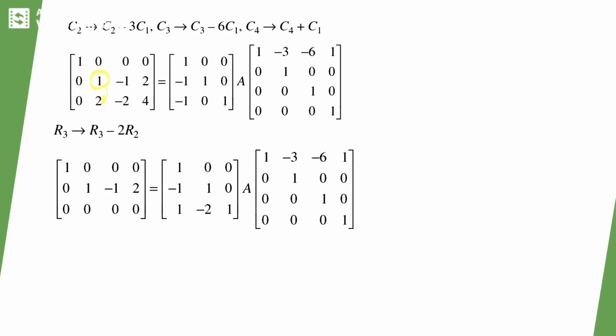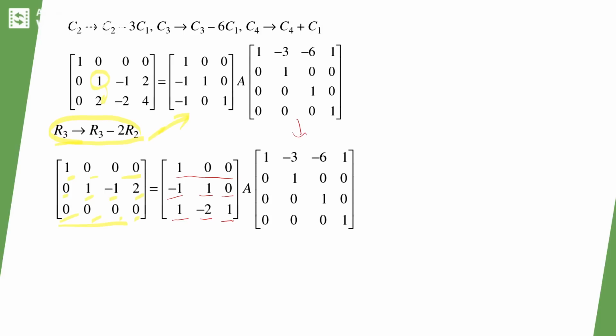Now, the next step, by the help of that element we convert the below element to 0. So apply the operation R3 minus 2 times R2. So the matrix becomes [1, 0, 0, 0; 1, -1, 2, 0; 0, 0, 0, 0]. Here we apply the operation on rows, so that operation applies on IR. So the matrix becomes [1, 0, 0; -1, 1, 0; 1, -2, 1]. And this matrix is the same.